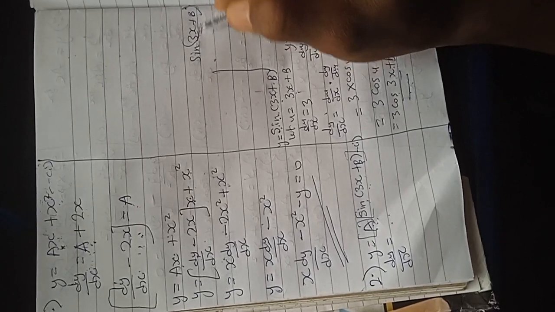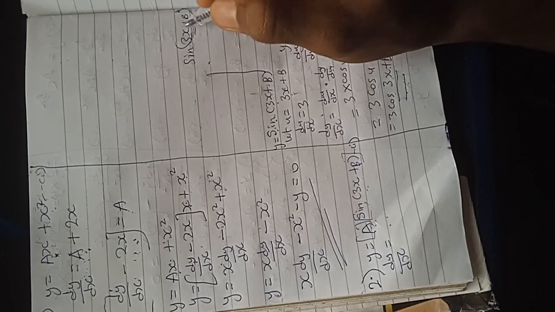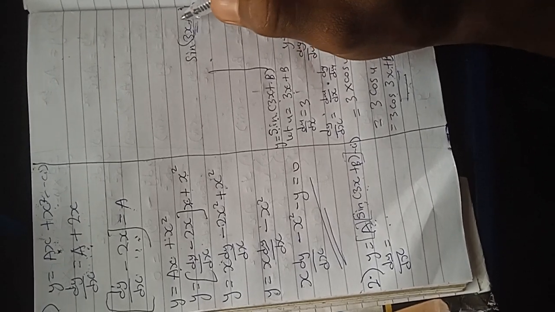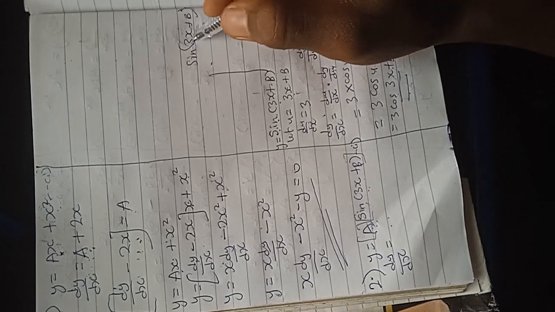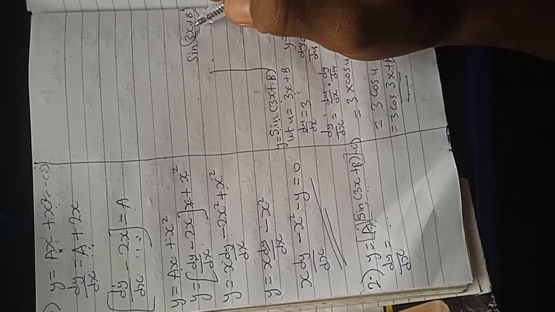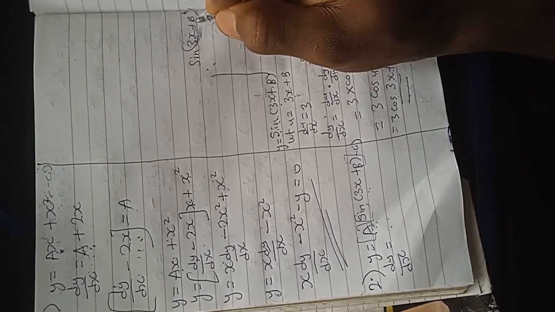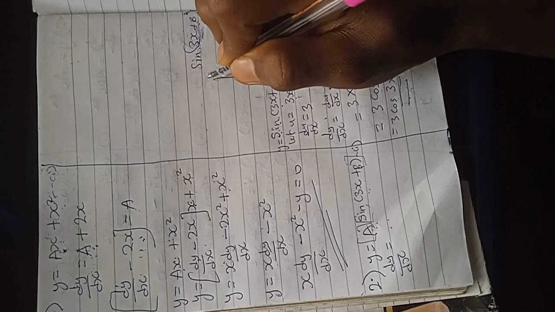Just differentiate the content. What is the content? The content is what is inside here, so the content is 3x + b. If you differentiate it, you're going to have 3, because b is a constant, so it's 0. Differentiating 3x is going to give 3.